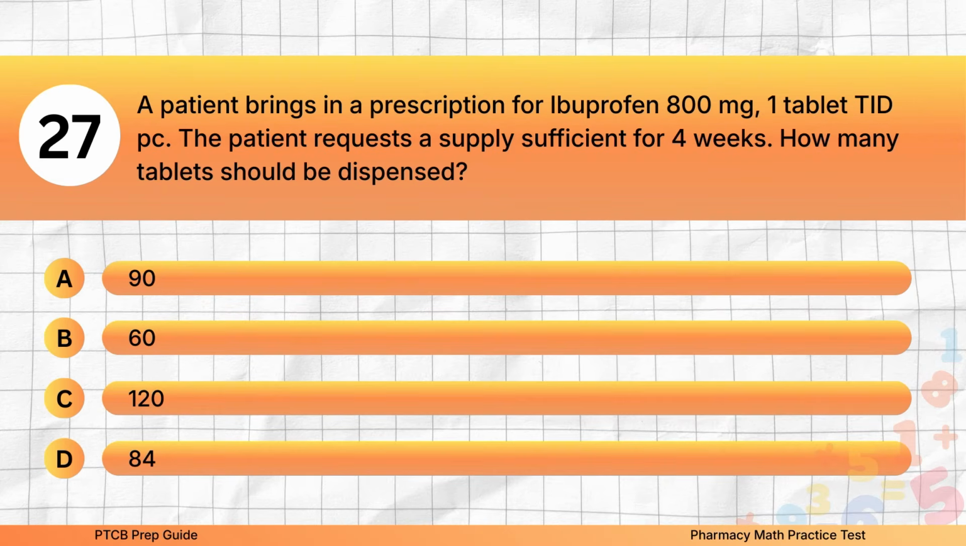Let's handle a day's supply calculation. A patient brings in a prescription for ibuprofen 800 milligrams, 1 tablet TID-PC. The patient requests a supply sufficient for 4 weeks. How many tablets should be dispensed? A 90, B 60, C 120, or D 84? Pause the video and calculate the total quantity.